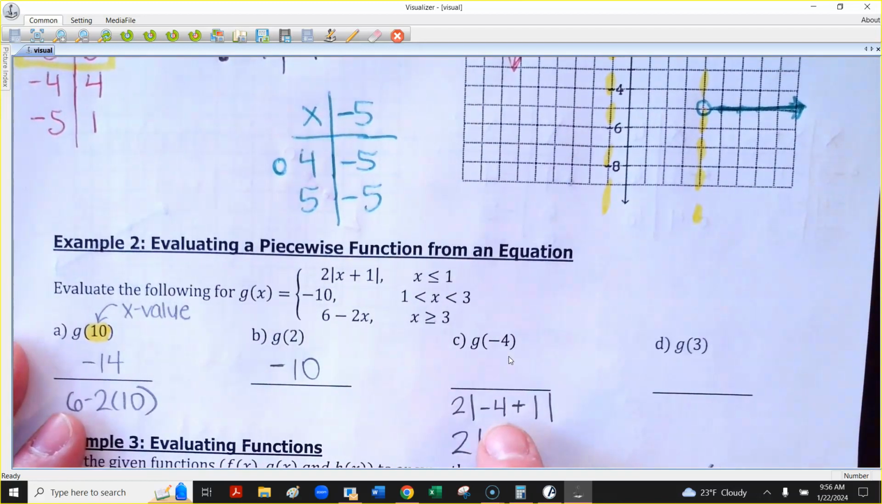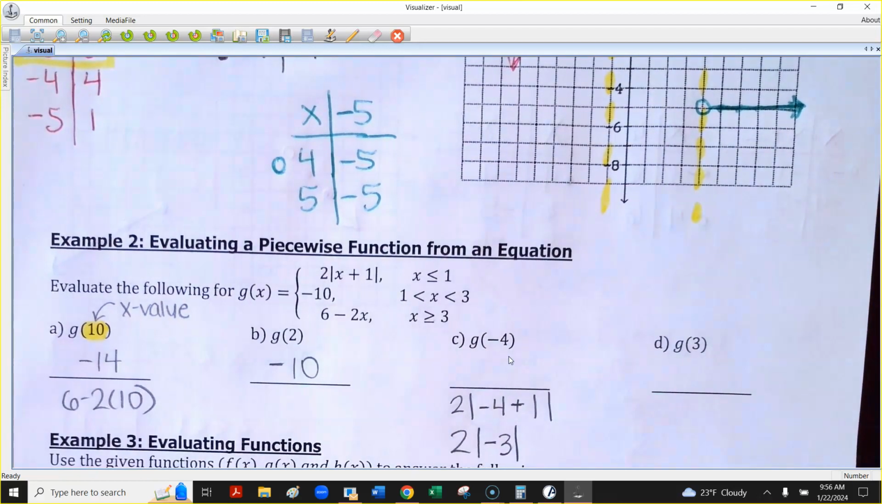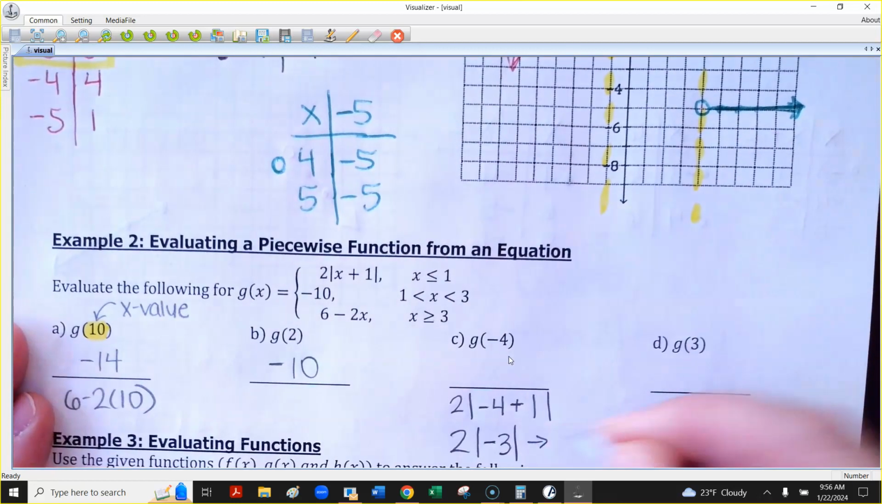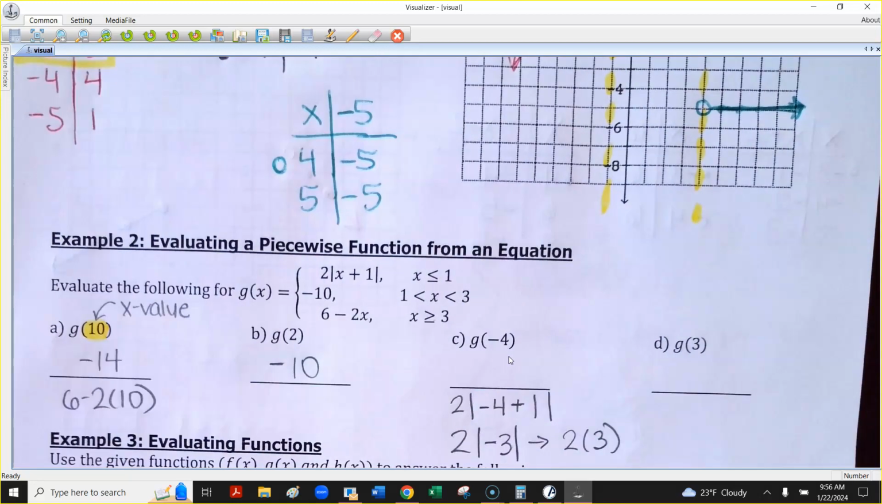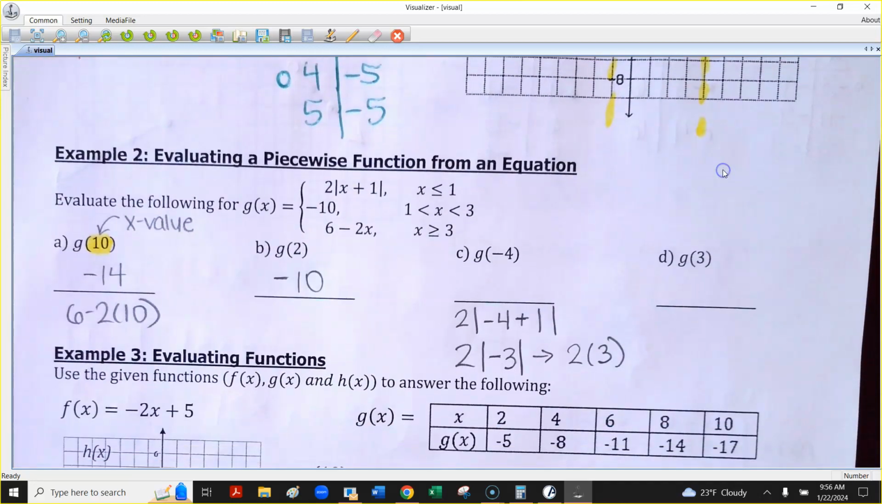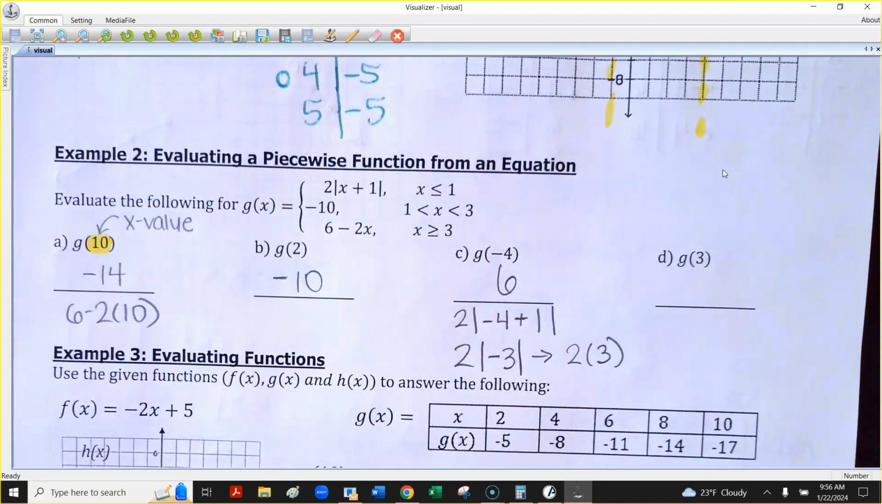So -4 plus 1 would leave you with -3 in the absolute value, and then you take the absolute value after you get that down to one number. Absolute value makes everything positive. If it's already positive, it stays positive. In that case, it's going to make that -3 turn into a +3. So the answer there would be 6.